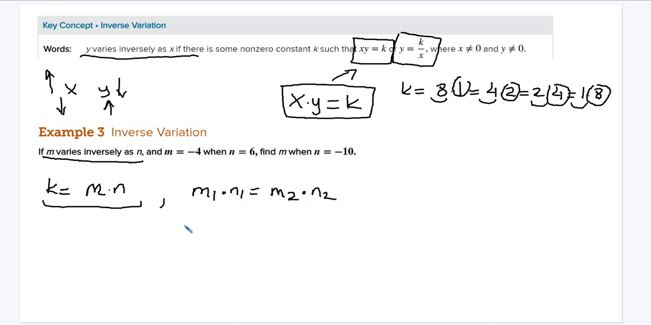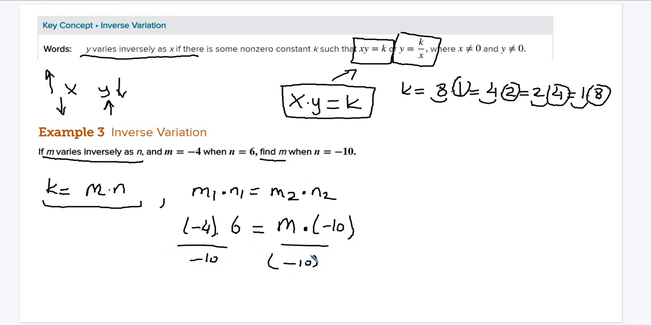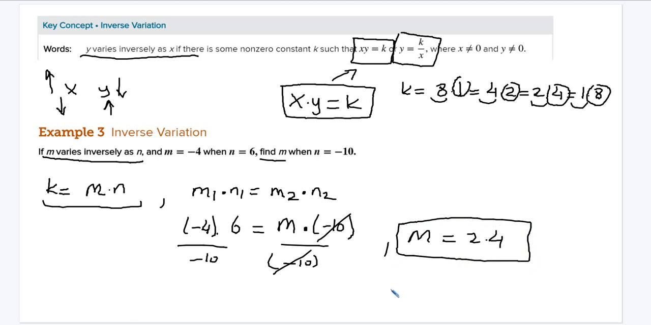That's it. Alright, so as you see, the first number for m is -4, and the second number is 6. -4 times 6 should be equal to m, what we are looking for, as the question says here, times -10, the second number of m. You know what to do, divide both sides by -10. That will give us the number, -10's cancelled. Here will be -4 times 6, -24, divided by -10, positive 2.4 will be the m in this inverse relation. Okay, so that's going to be our example 3.